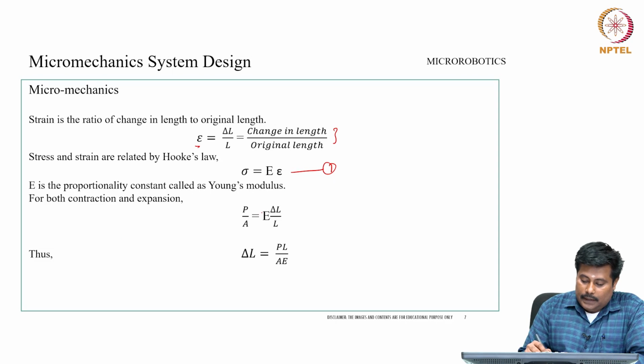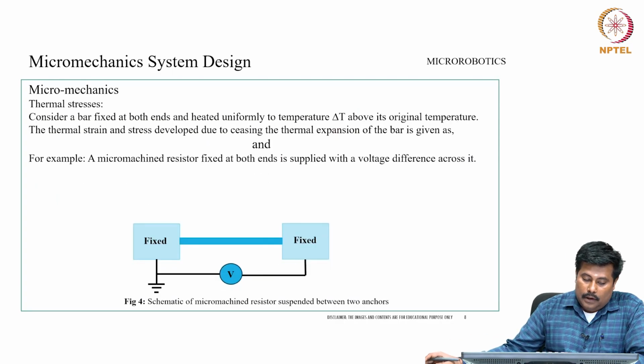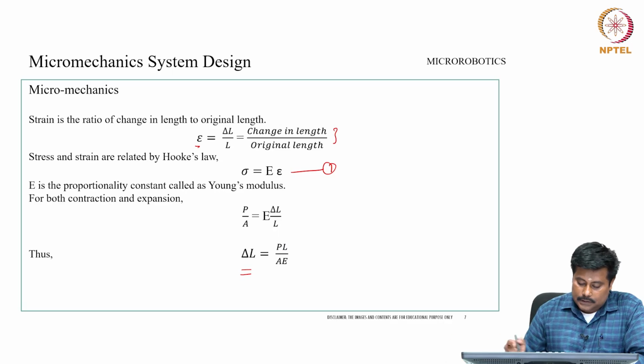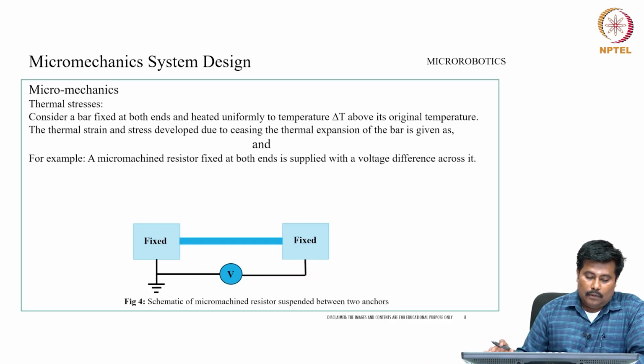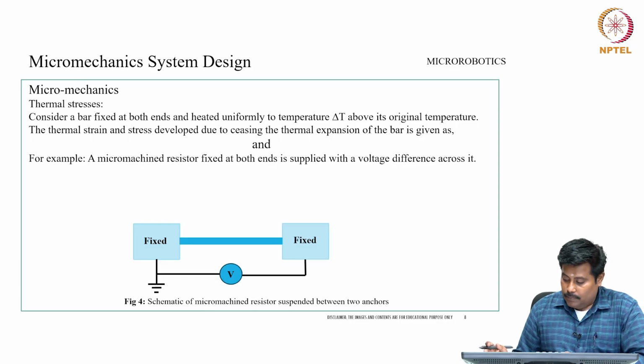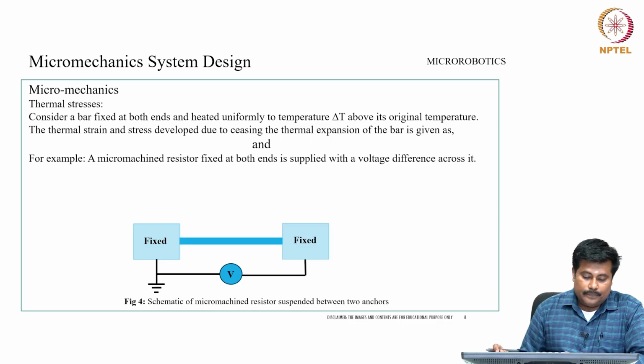Now, considering the earlier equation for sigma, when we equate it, P by A equals E del L by L. Thus, del L equals PL by AE. This is a generalized equation which is considered for a simple system. Now, let us consider the micromechanics of thermal stresses.